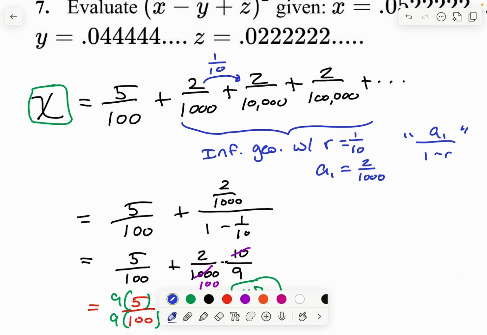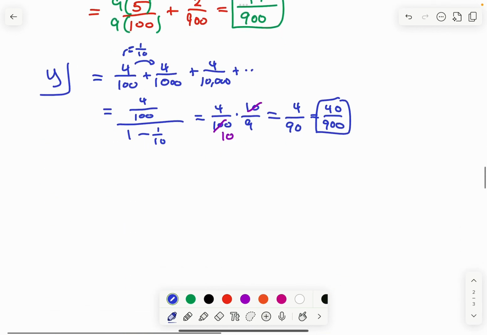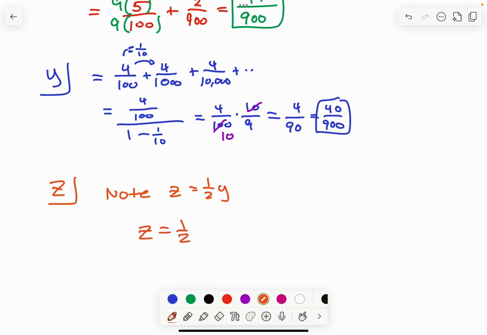And then z is 0.02 repeating. If you're clever, you might notice that z is half of y, isn't it? z has to be half of y because it's just 0.02 repeating. So note that z is just 1/2 of y. So if I just take my answer from what I had above, 40/900, then I get 20/900.